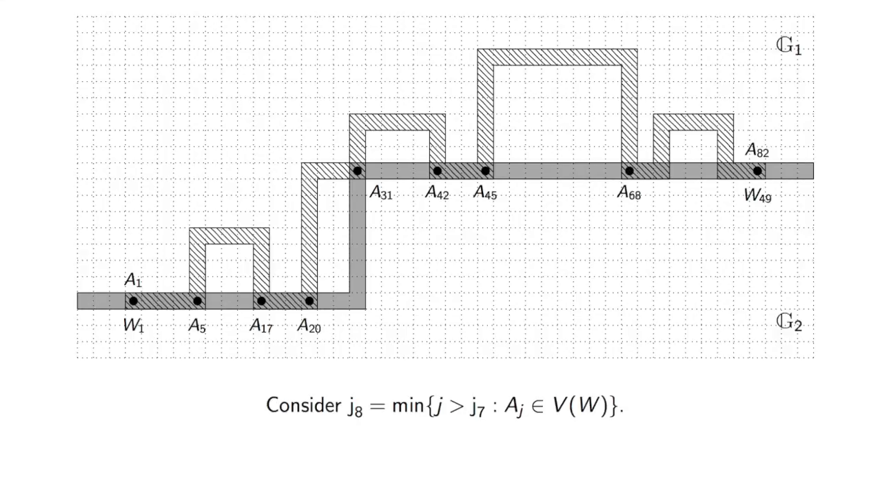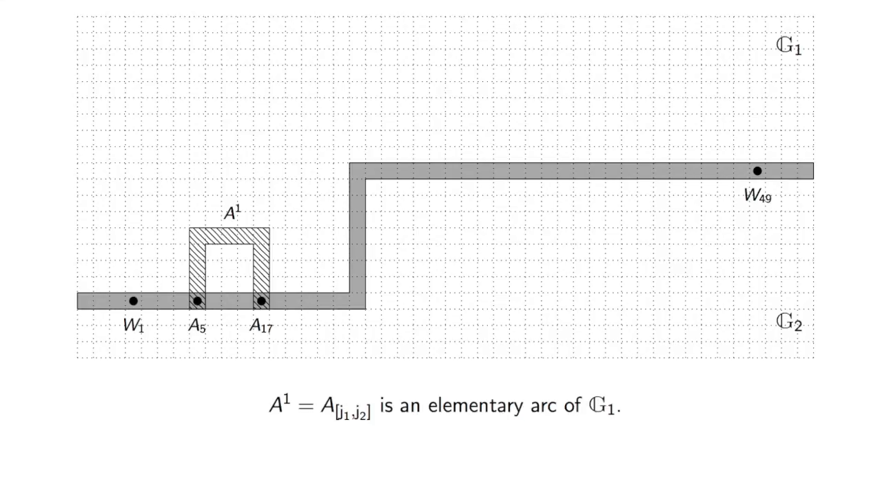Consider the index J8 which is the smallest index strictly greater than J7 such that the position AJ8 is in the window W. In this example, J8 is equal to 68. Consider the index J9 which is the smallest index greater than J8 such that the edge from AJ9 to AJ9 plus 1 does not belong to the window. In this example, J9 is equal to 70. Consider the index J10 which is the smallest index strictly greater than J9 such that the position AJ10 is in the window W. In this example, J10 is equal to 80.